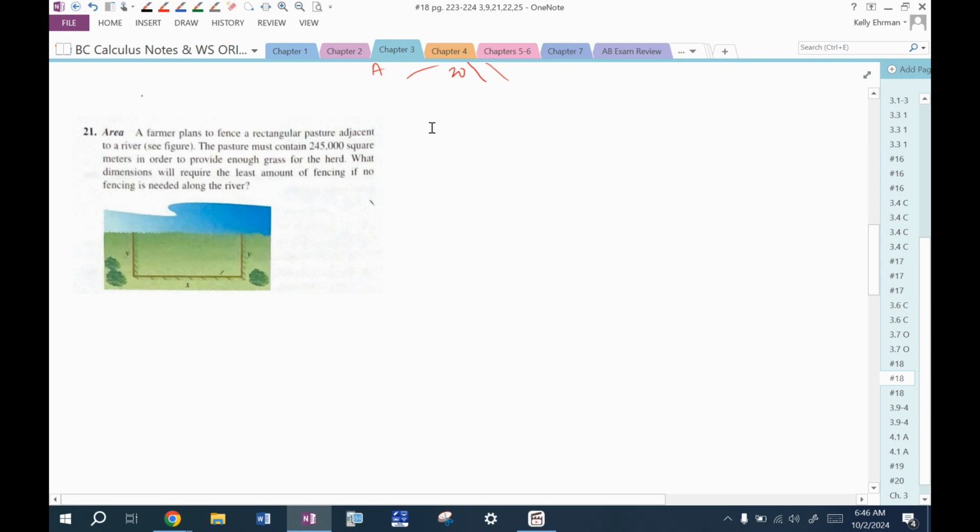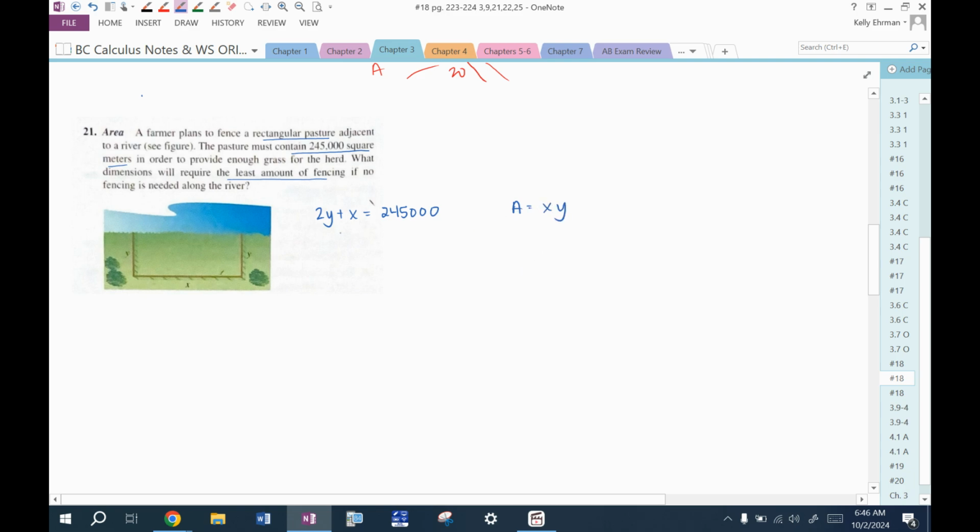For number 21, a farmer plans to fence a rectangular pasture adjacent to the river. The pasture must contain this many square meters. What dimensions will require the least amount of fencing if no fencing is needed along the river? So again, start with perimeter. This time it's 2y plus x should equal 245,000. And the area of this rectangle is still x times y.